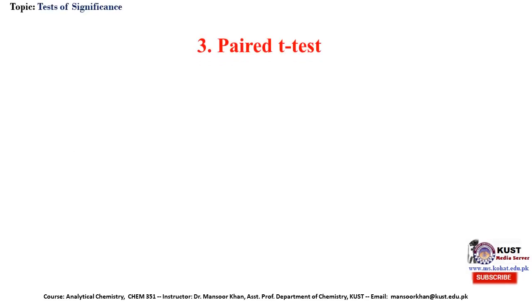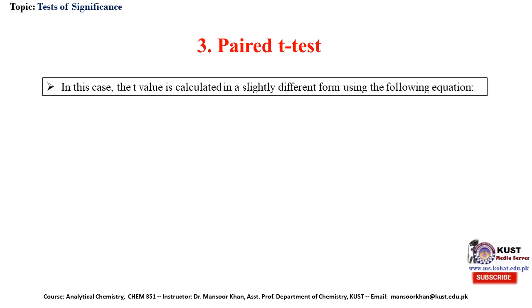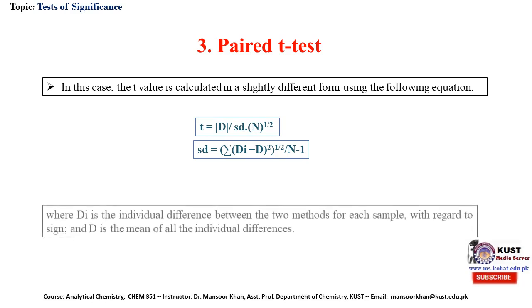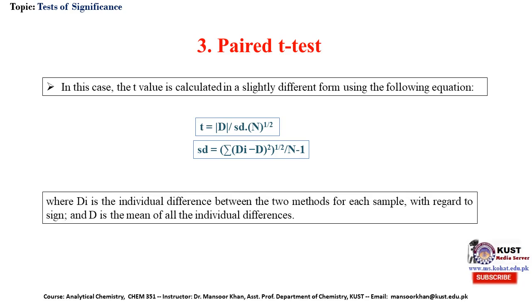The last one is called the paired T test. It is a completely different type of T test. In this case, the T value is calculated in a slightly different form using the following equation. T is equal to D divided by Sd over the square root of n, where Sd is a special type of standard deviation equal to the square root of the sum of (Di minus D) whole square divided by n minus 1. Here Di is the individual difference between the two methods for each sample, and D is the mean of all the individual differences.